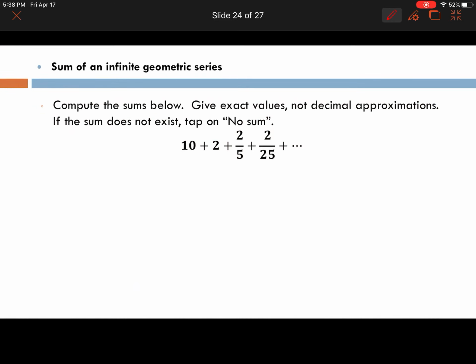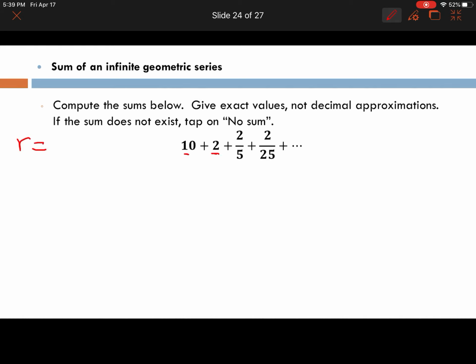So first of all, let's just see how it works here. All we need to know is r and the first term, right? And then we can find it. But r has to be between -1 and 1 in order for it to work, right? So in this case, let's see first of all what r is.